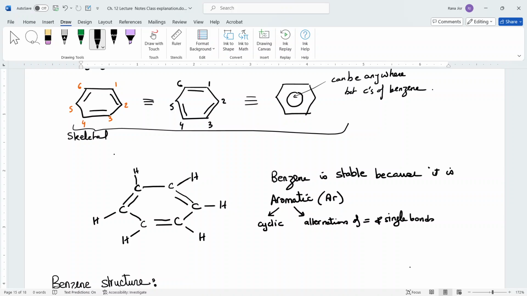Now, if I want to go ahead and represent benzene by the structural formula, because after all, benzene is a cyclic hydrocarbon, made up of carbons and hydrogens, this is how I represent the benzene if I want to show the carbons and the hydrogens. Every single carbon here has 1 hydrogen.